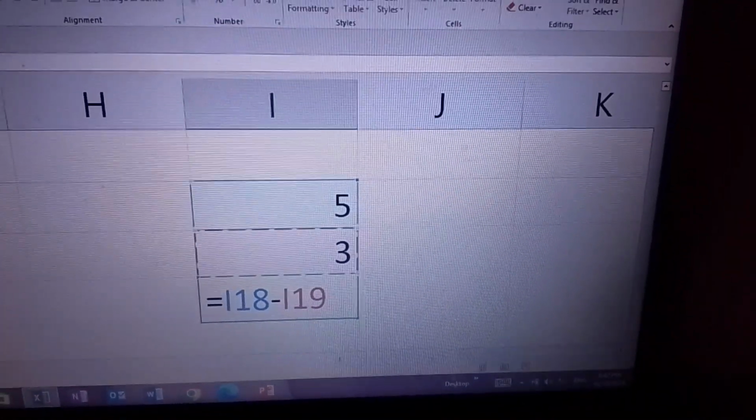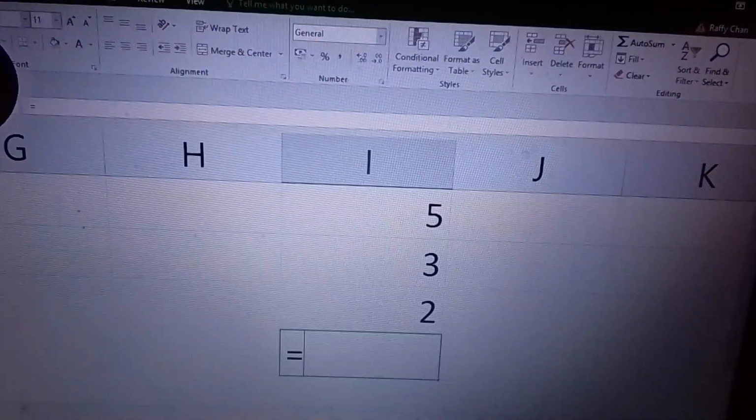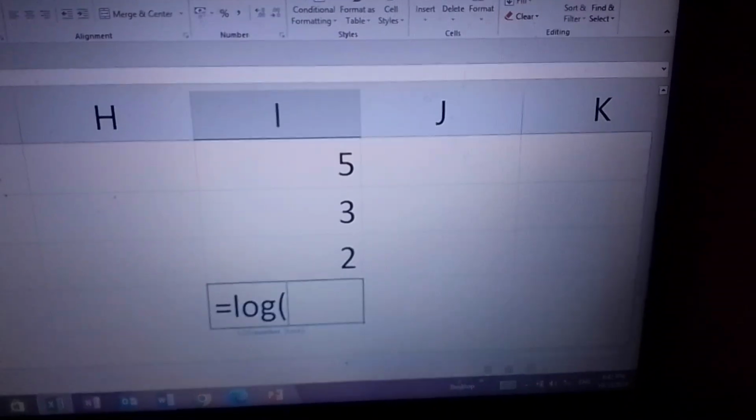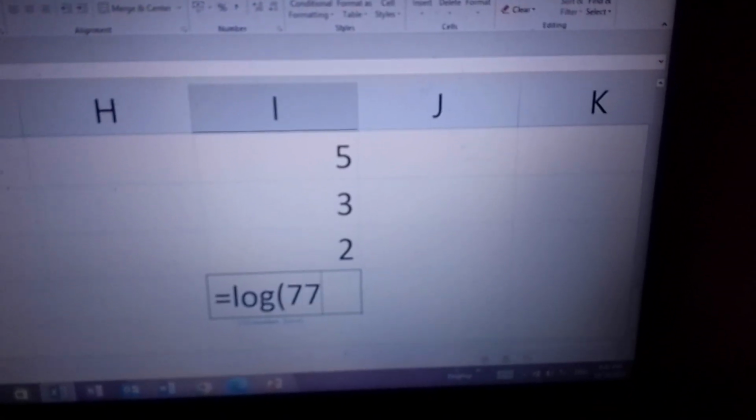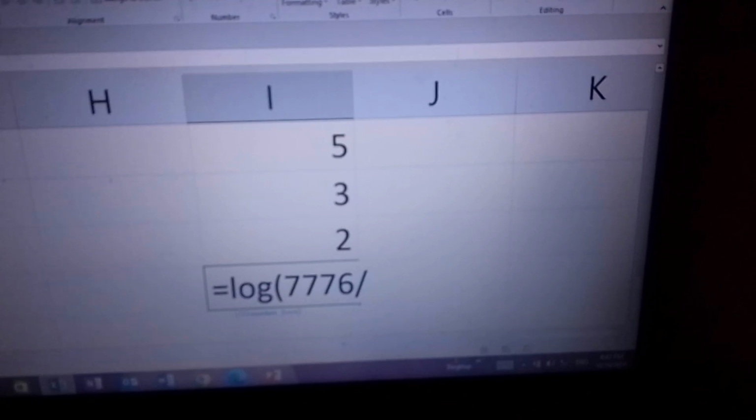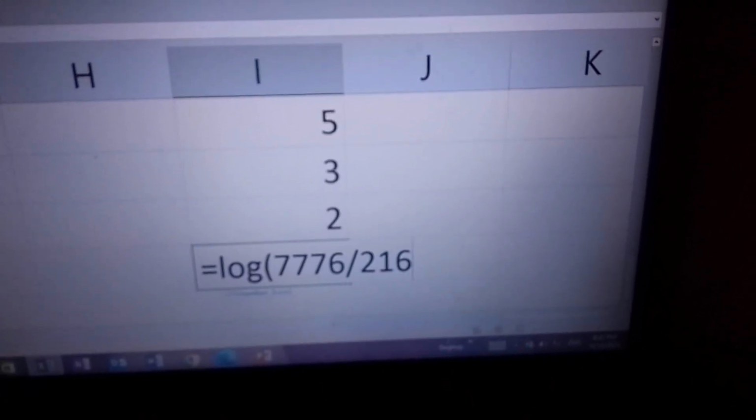Because of the formula, log of 7,776, that's the number, and then its corresponding base, which is 6. And that's equivalent to 5. And log base 6 of 216, we know that's 3.